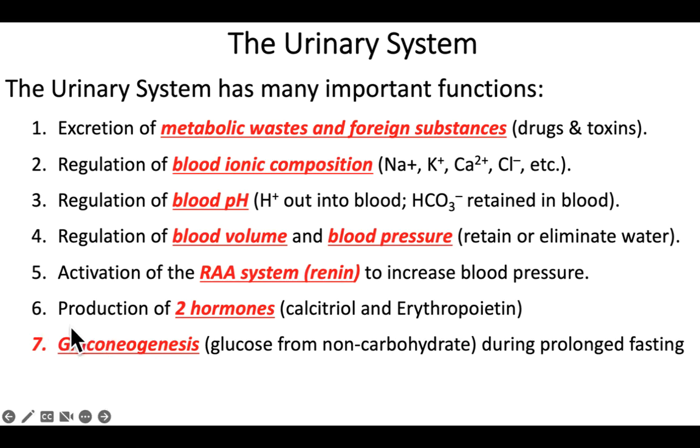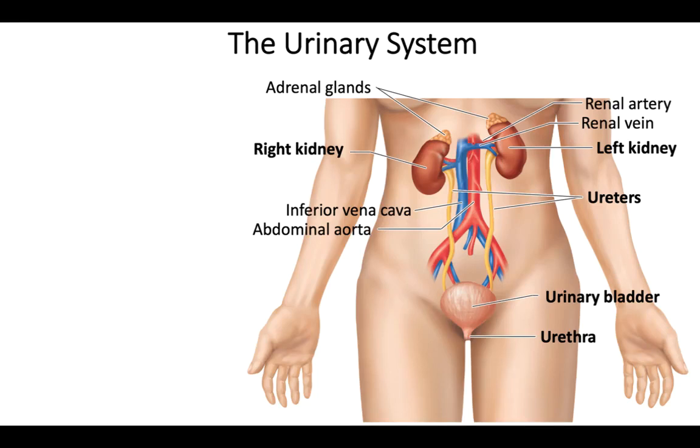But that's only going to be done if you're going a while without food, prolonged fasting, and your blood sugar is super, super low. Your kidneys and liver can produce glucose from other molecules. So that's kind of the list. We're going to start with gross anatomy.